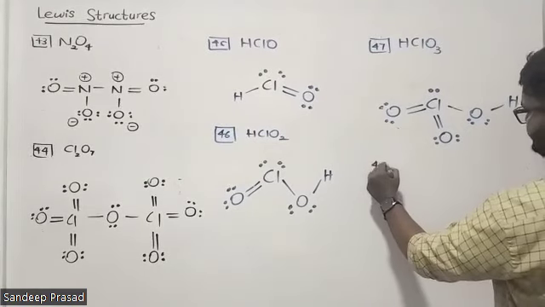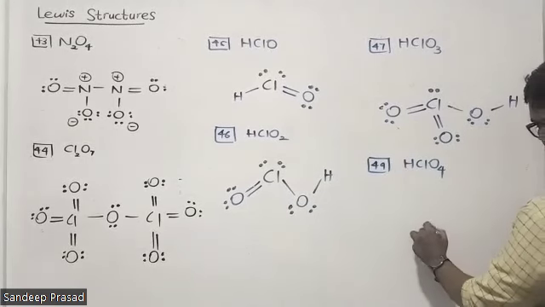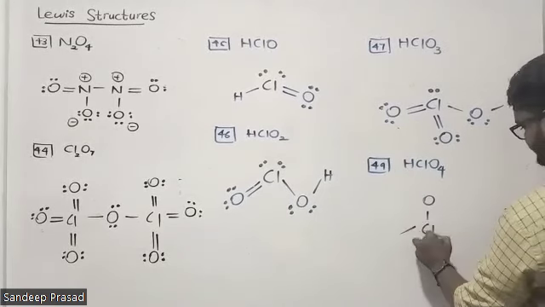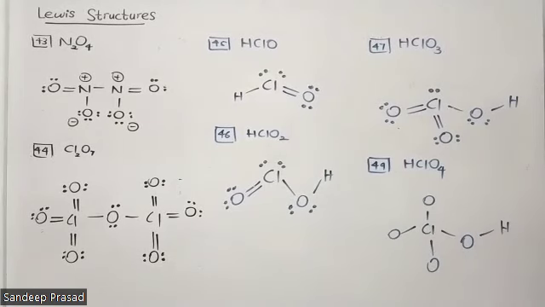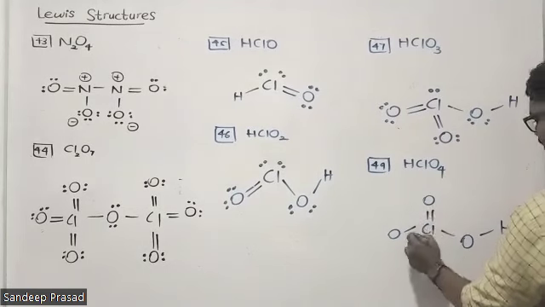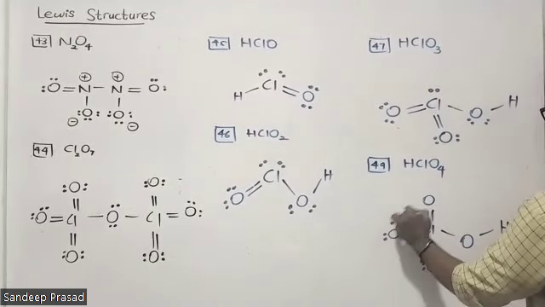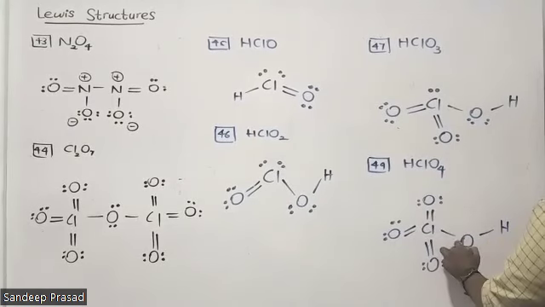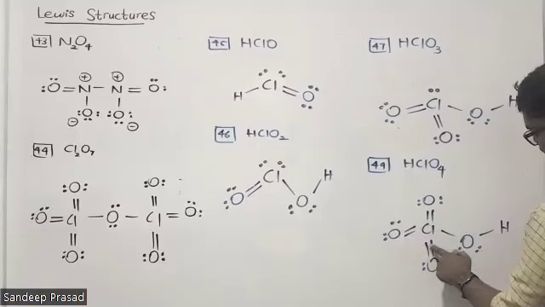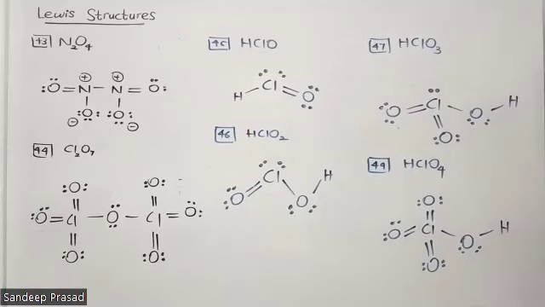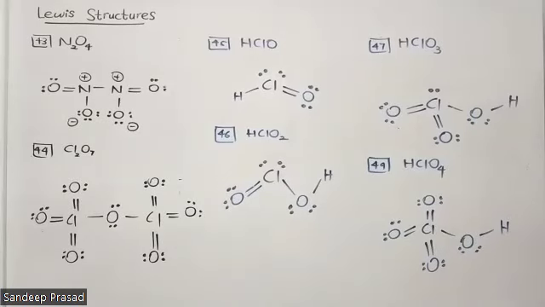49, HClO4. Here we can see that chlorine has 4 oxygen atoms. Then students, you have to consider all the oxygen atoms should be neutralized, no charges. Here also 2 lone pairs. So what about chlorine? 1, 2, 3, 4, 5, 6, 7. Okay, valence shell electrons are okay. What about the octet? The octet is exceeded, but it doesn't matter, because chlorine belongs to the third period.